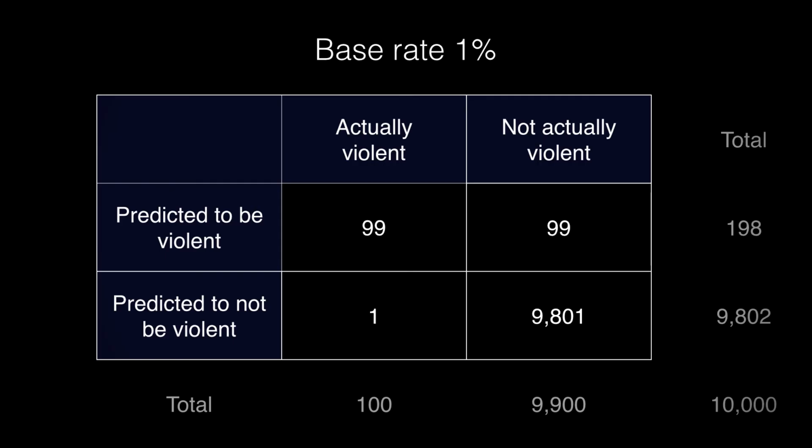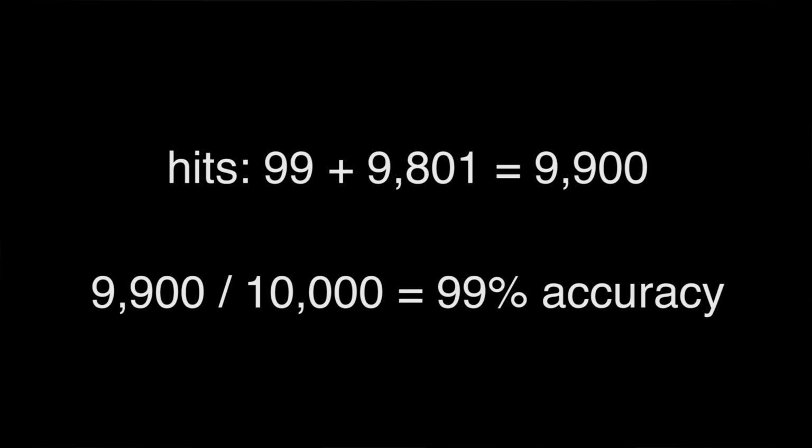Now let's assume that the base rate of assault is actually 1%, and again our measure will detect 99% of people who commit assault and 99% of people who will not commit assault. Now we can see that there are 99 people correctly predicted to re-offend and 9,801 who are correctly predicted not to commit assault. The accuracy rate is still 99%, but our 1% misclassifications are very different.